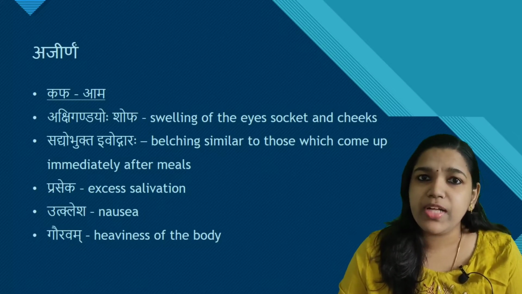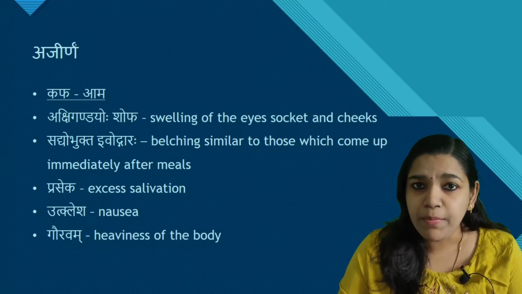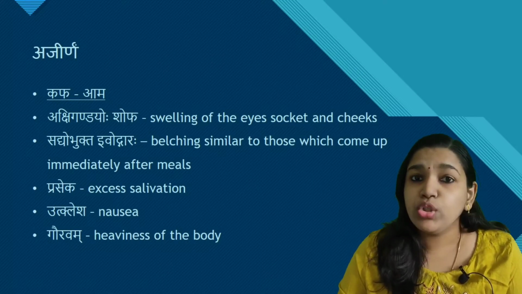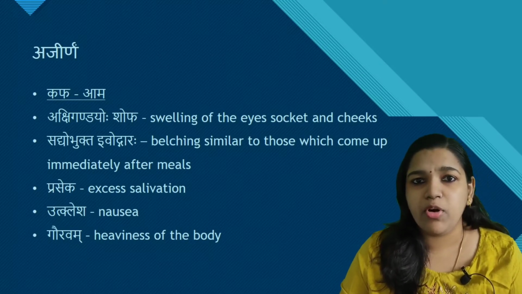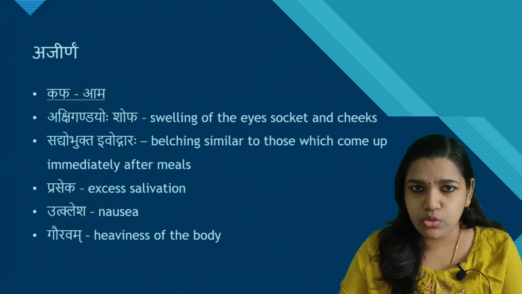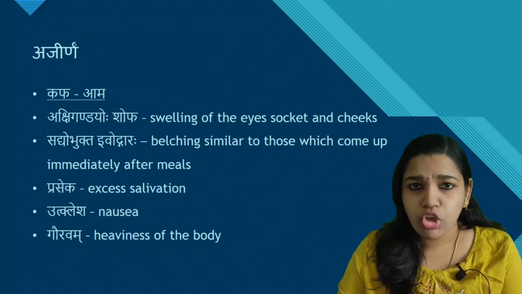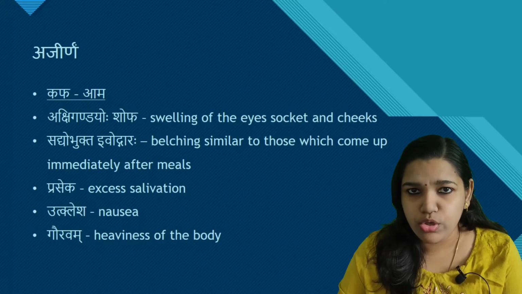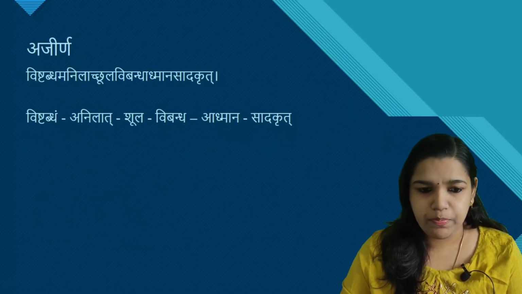Next is praseka, that is kapha dosha is increased. In increased kapha dosha conditions, all the secretions will be more. So similarly praseka will be more, that is excessive salivation will be seen. Utklesha, that is nausea or vomiting sensation, will be produced, and gaurava, heaviness of the body, can be seen. So when Ajirna, the undigested food, is associated with kapha dosha, or when the body is predominant in kapha dushti, such a condition of Ajirna is called Amajirna, and it will produce symptoms like akshigandayoho shofa, sadyo bhukta iva udgara, praseka, utklesha and gaurava.